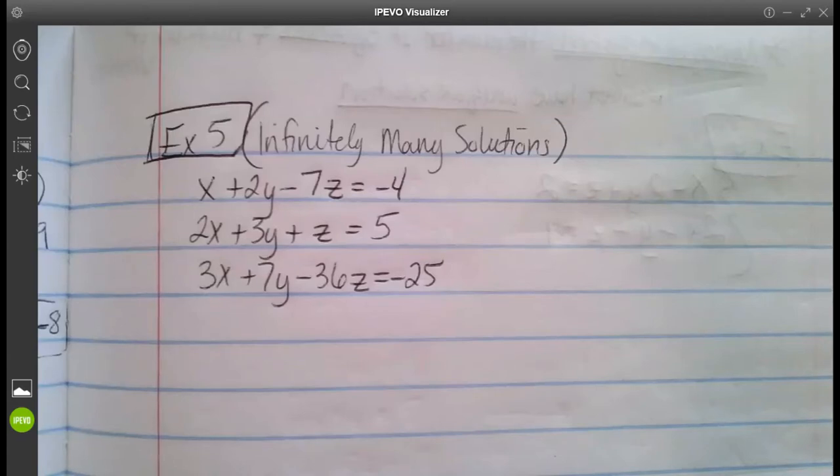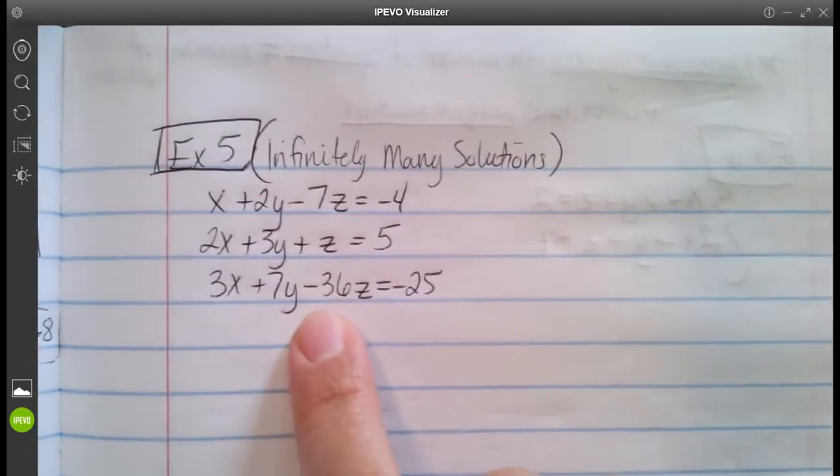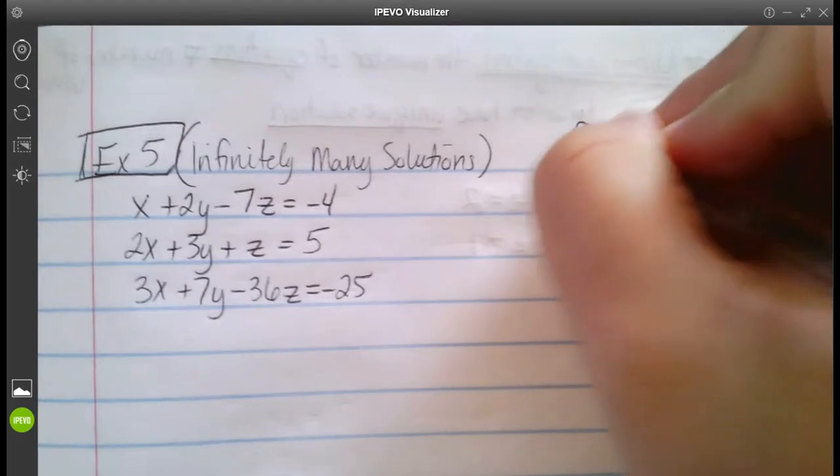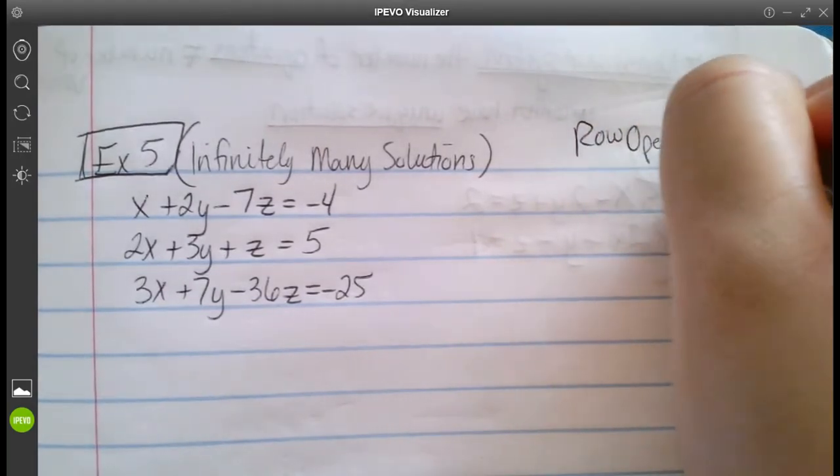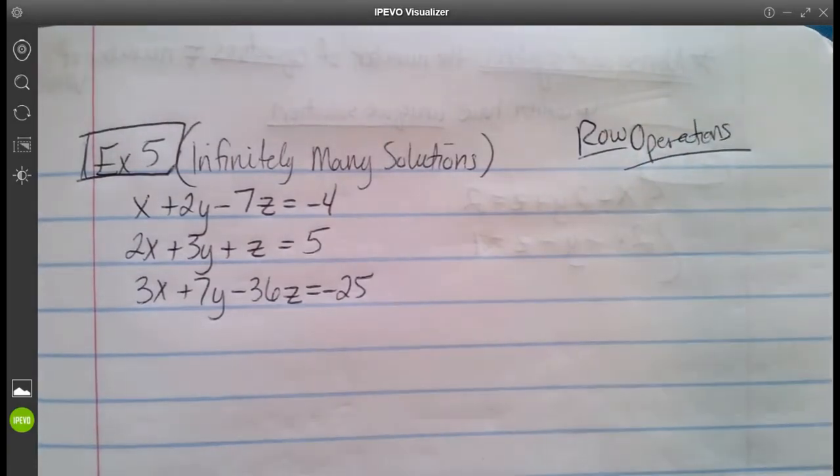All right, here's the second part of 7.3, Multivariable Linear Systems. We're going to cover two more examples, and this first one, example 5, is going to be an infinitely many solutions type of problem. Just like before, we're going to try to get this system into row echelon form using row operations, here on the left side of the page.